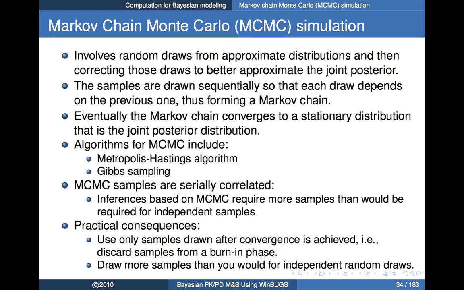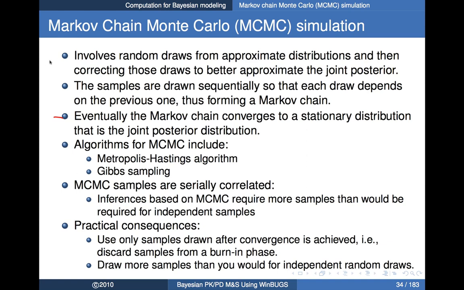Now, the way the samples are drawn, they're drawn sequentially, so that each draw from that distribution depends upon the previous one, thus forming a Markov chain. And eventually that Markov chain converges to something that's called a stationary distribution, which generates samples that are equivalent to those generated from the joint posterior distribution. So that's, in qualitative terms, the basic premise.